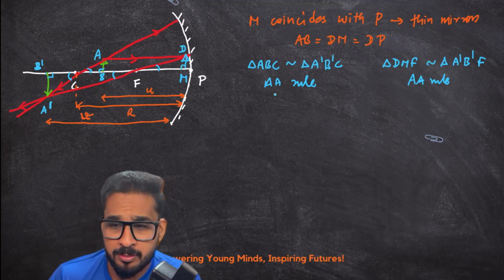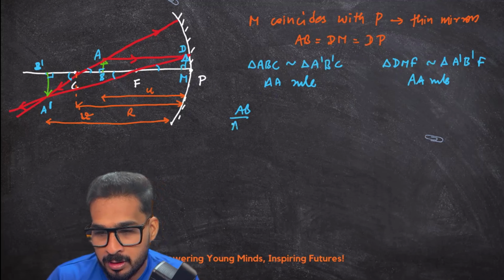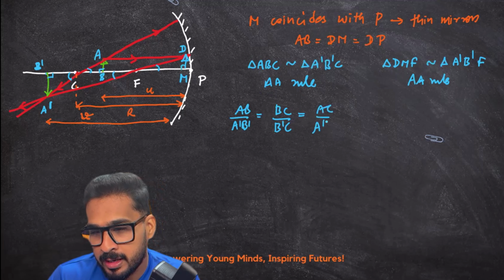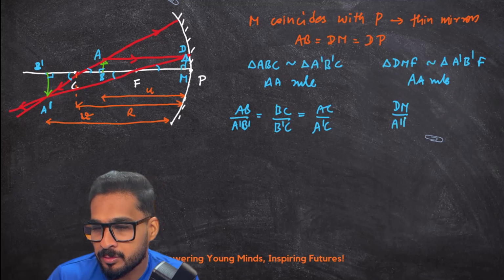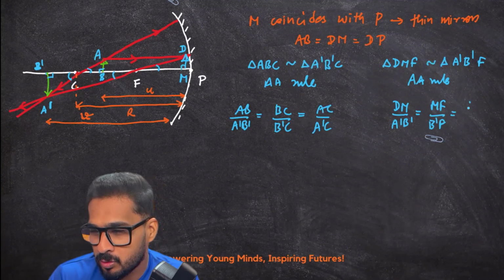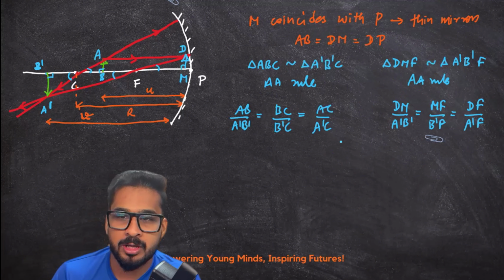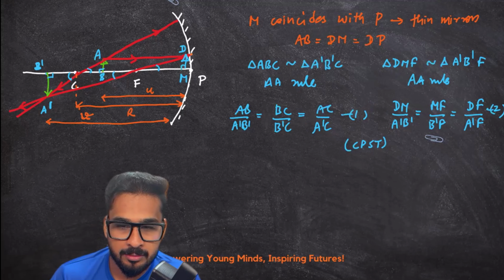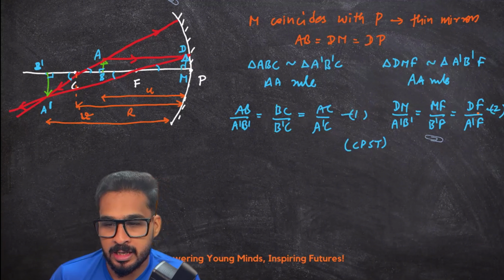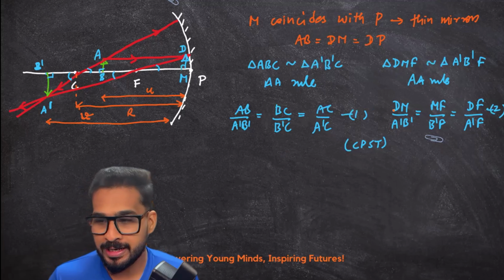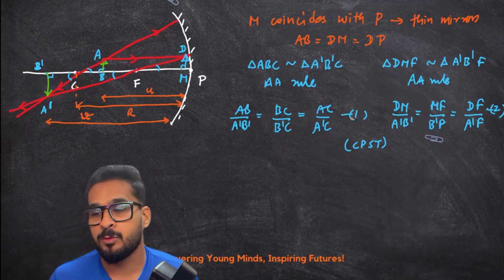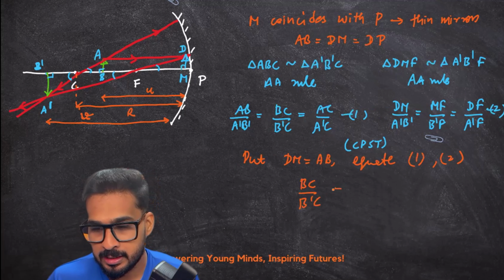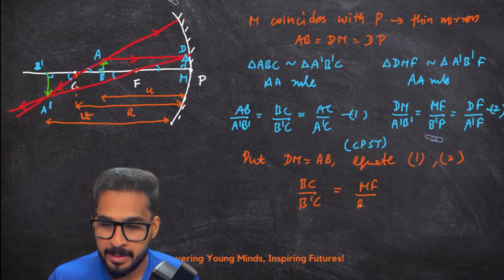By the corresponding pairs of similar triangles, I can write AB upon A'B' is equal to BC upon B'C, which is equal to AC upon A'C. And here I can write DM upon A'B' equal to MF upon B'F, which is equal to DF upon A'F. Now putting DM equal to AB and equating the first and second equation, we can clearly get BC upon B'C is equal to MF upon B'F.